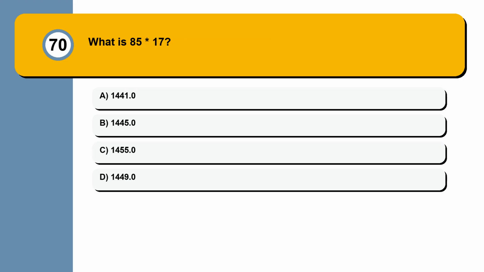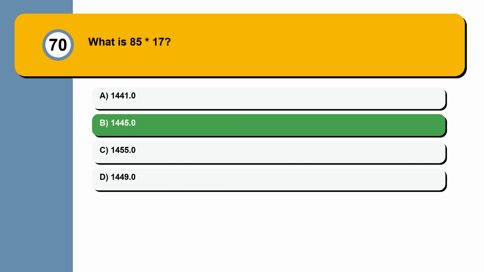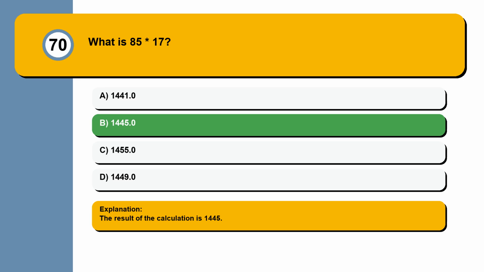Question 70. What is 85 asterisk 17? 1441.0, 1445.0, 1455.0, 1449.0. The result of the calculation is 1445.